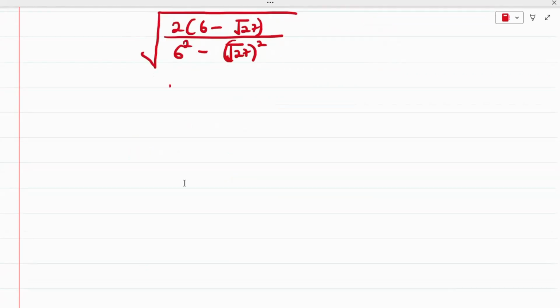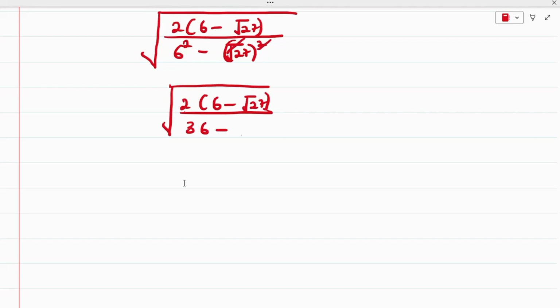So from here we have the square root of 2 multiplied by 6 minus the root of 27, divided by 6 square, which is 36, minus, this is going to cancel out the square root, so we have 27 left. So hence we have the square root of 2 multiplied by 6 minus the root of 27, divided by 36 minus 27, which is 9.